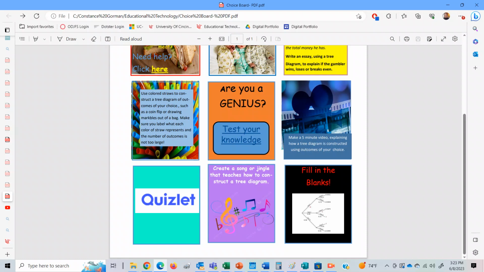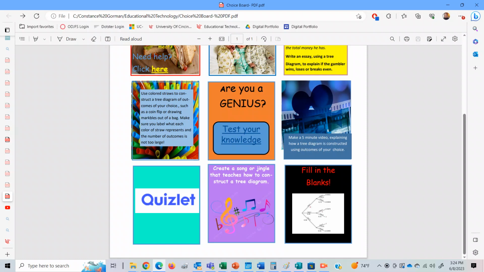All right, this middle one is to create a song or jingle that teaches how to construct a tree diagram. I'm not the most musical person, but I have seen videos, especially in chemistry, that come up with jingles to help students learn the octet rule, for how electrons fill in the different energy levels. And they're really cute. They're not boring at all, and they're very educational. So someone who has musical abilities might want to go for this one, to stretch their creativity.